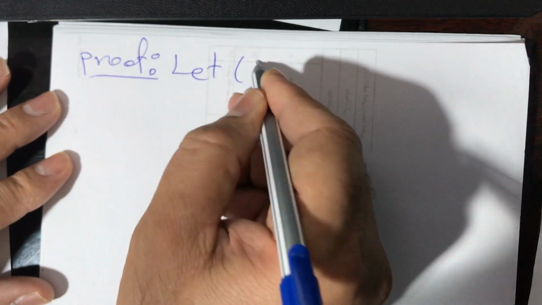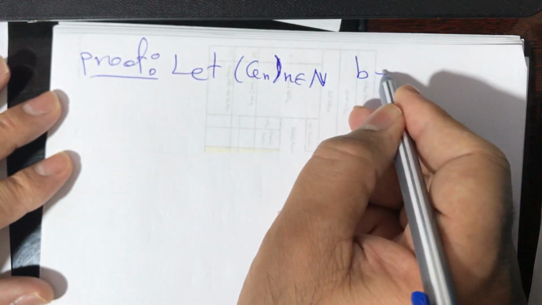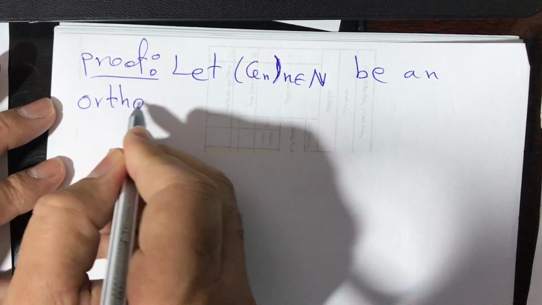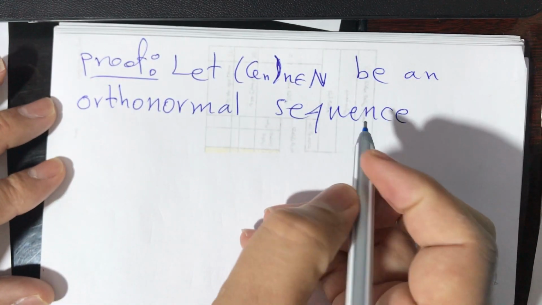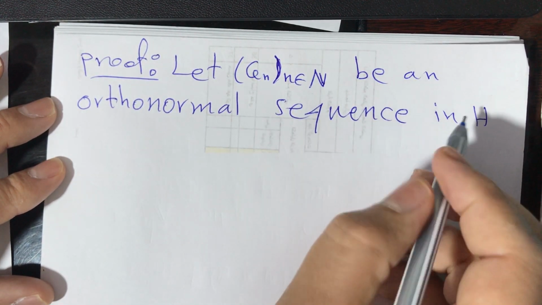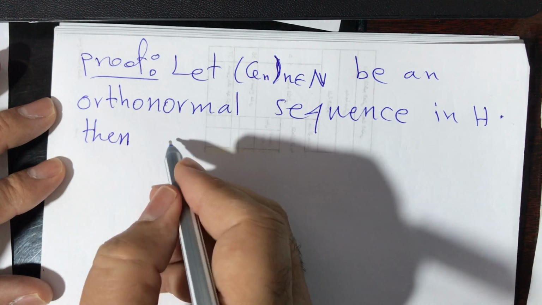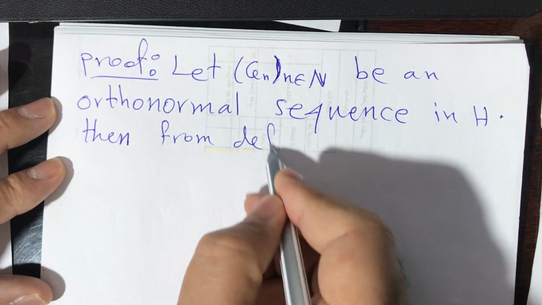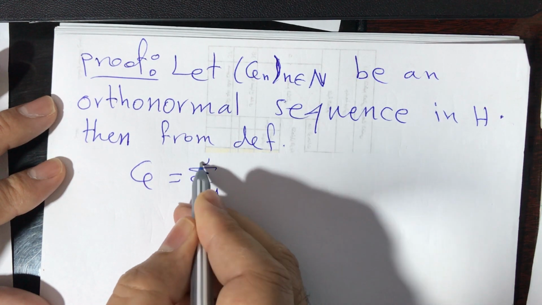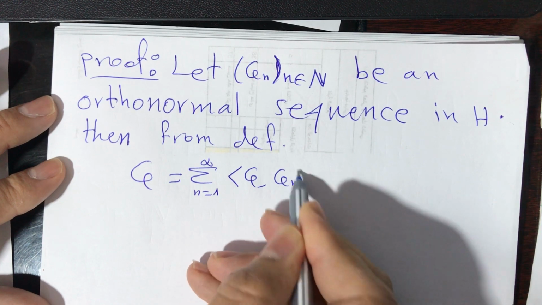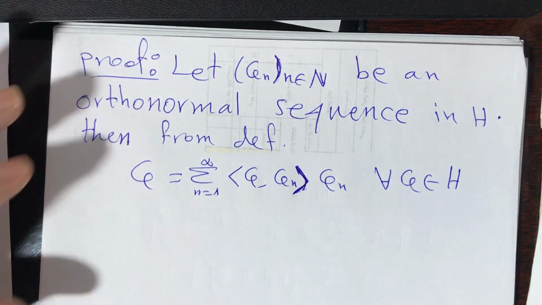Let phi n, n belongs to the natural numbers, be an orthonormal sequence in H. Then, from the definition, phi is equal to the summation n from 1 to infinity of the inner product of phi and phi n times phi n, for all phi belongs to H. This is from the definition.